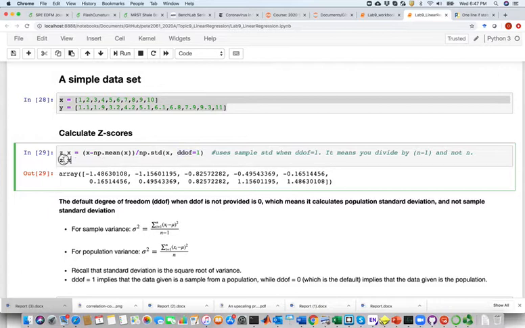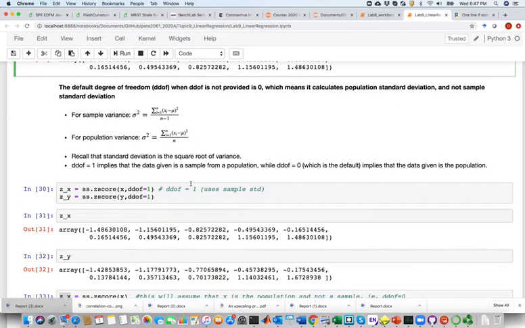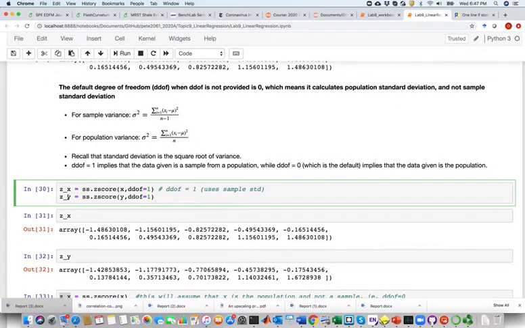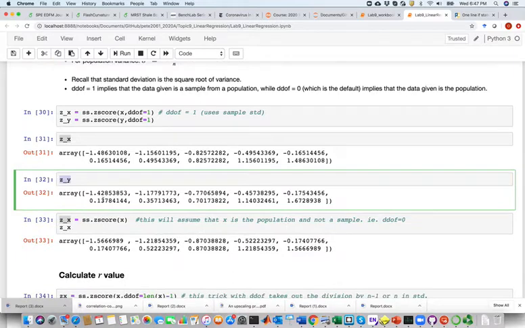So this is your standard z-score, and these are the values. We do the same thing for zy, all from the scipy.stats package. You divide by n minus 1. And now we have zx and we have zy as shown here.